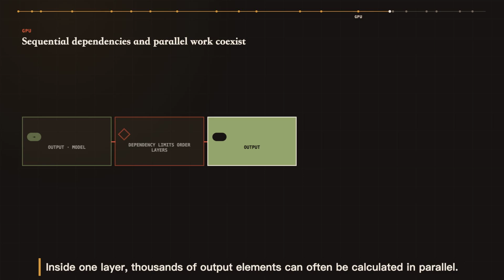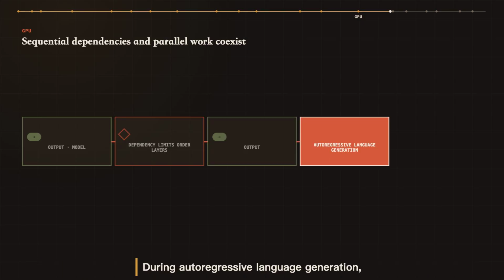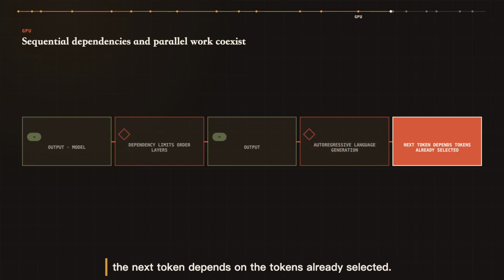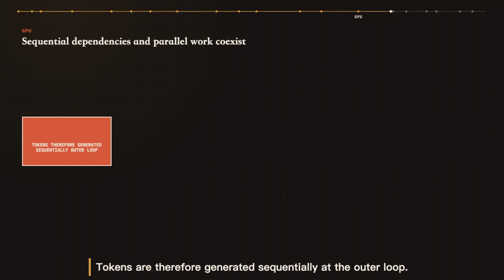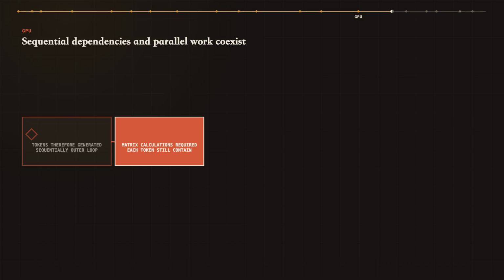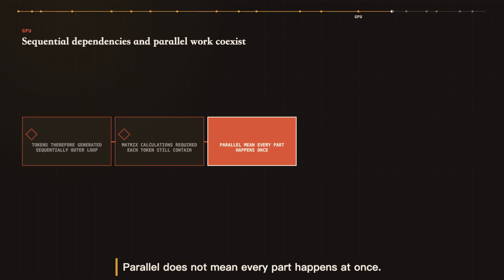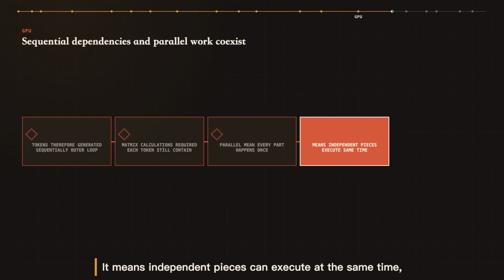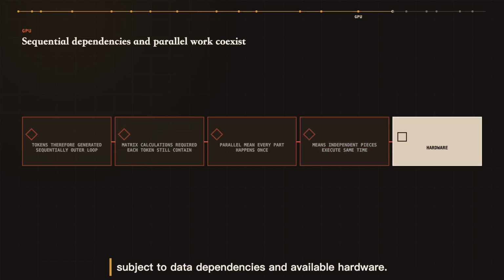Inside one layer, thousands of output elements can often be calculated in parallel. During autoregressive language generation, the next token depends on the tokens already selected. Tokens are therefore generated sequentially at the outer loop. The matrix calculations required for each token still contain extensive parallel work. Parallel does not mean every part happens at once. It means independent pieces can execute at the same time, subject to data dependencies and available hardware.